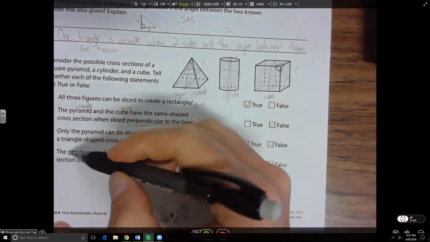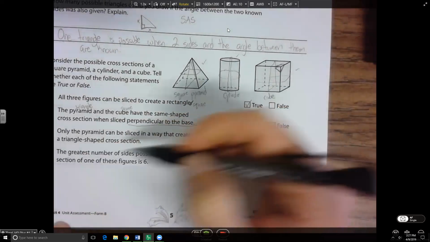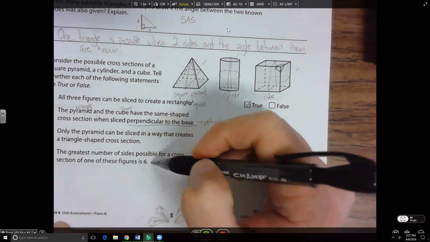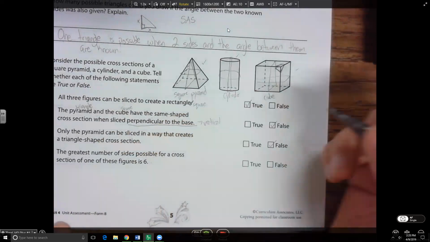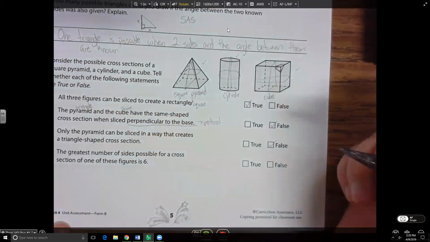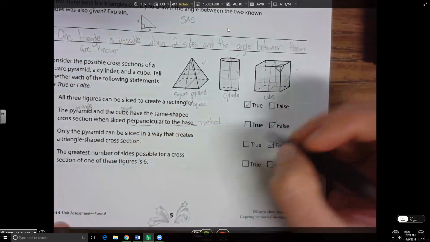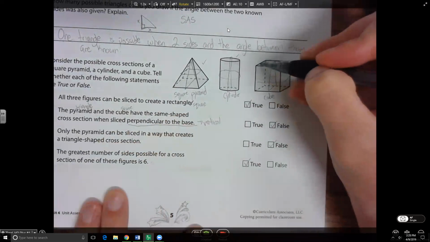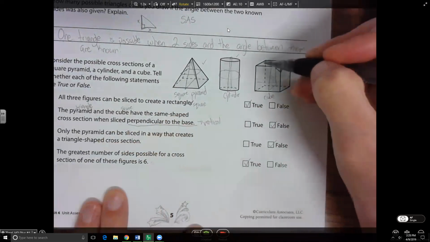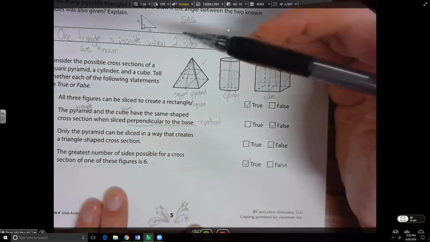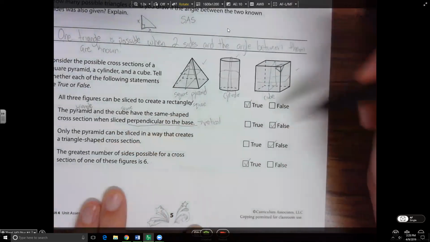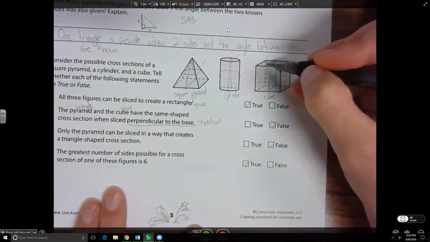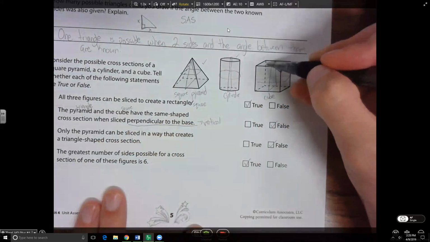For D, the greatest number of sides possible for a cross section of one of these figures is 6. Then this one would be true, because I could cut through every side of this cube and touch every side as I cut it, and it would make a shape. It would actually make a hexagon. And that's kind of hard to draw.